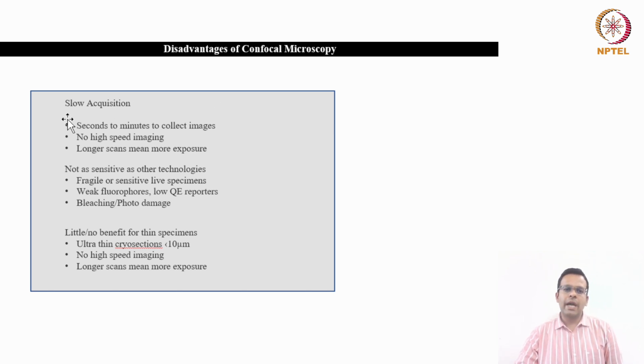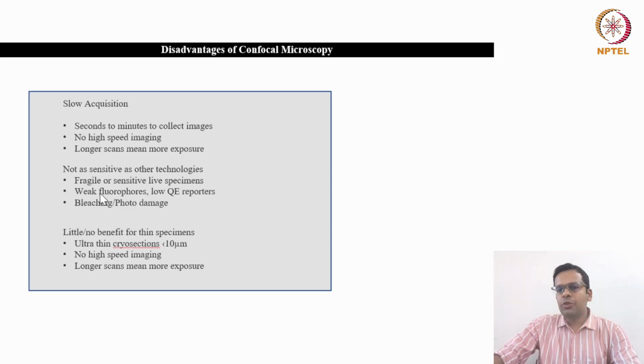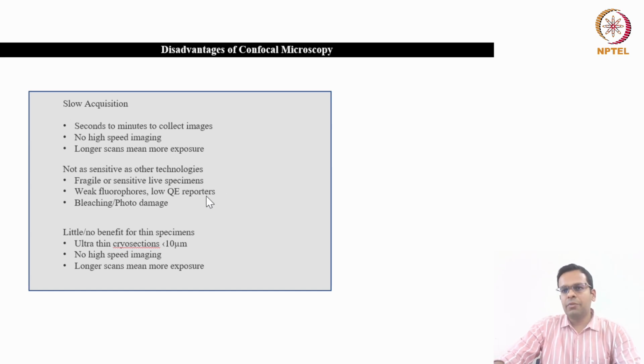The first thing is slow acquisition, because as I mentioned, it will scan your image pixel by pixel, so it will take a long time to scan the entire image compared to wide field microscopy. And longer scans mean more exposure. So if you want to image a very sensitive sample, like live cells, or if your fluorophore is weak with low quantum efficiency reporters, then you should not use confocal, because of the lasers. It will create huge photodamage if you are imaging live samples.